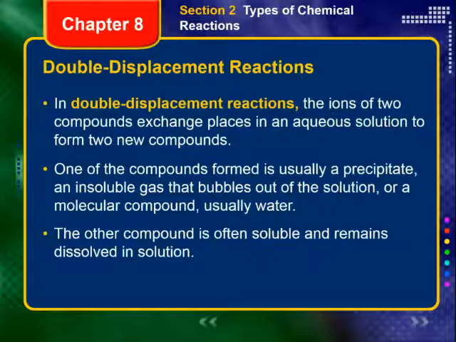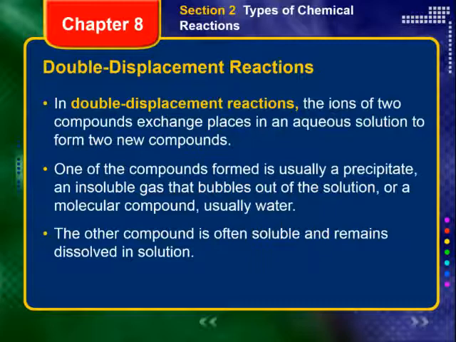With the single displacement, there's only one compound and then one lone ion over there. But here in the double displacement reaction, the ions of two compounds exchange places in an aqueous solution. And this is always happening in an aqueous solution, by the way. So it's always in water, dissolved in water, to form two new compounds. Okay, so you have two compounds to start. You have two compounds to end. The way that's different from a single displacement, you have one compound and a monatomic there. You have a monatomic and a compound. Here, you have two compounds on both sides of the reaction arrow.